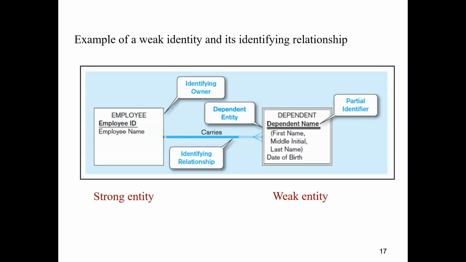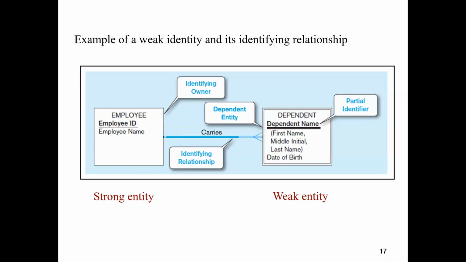The strong and the weak entity. Strong entities are the ones that can exist independently of other types of entities, have their own unique identifier, their own primary key. The weak entity depends on a strong entity and does not have a unique identifier. They only have a partial identifier. And the relationship between a strong entity and a weak entity is called an identifying relationship.